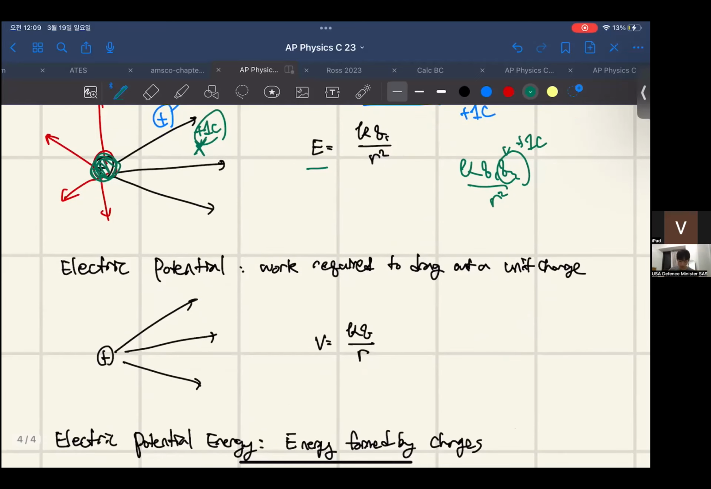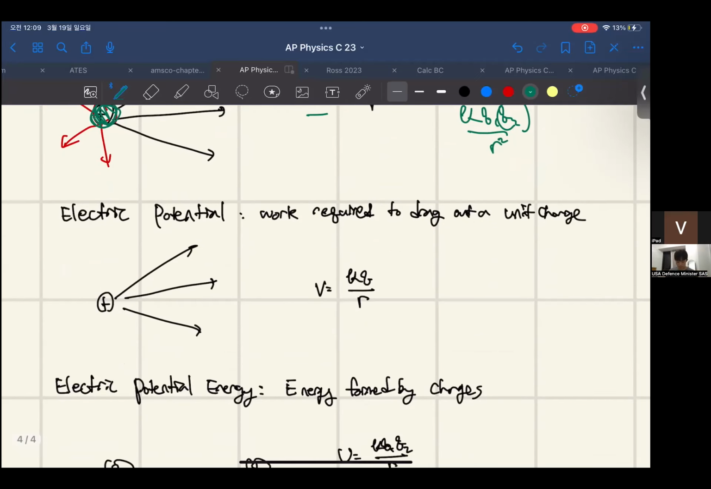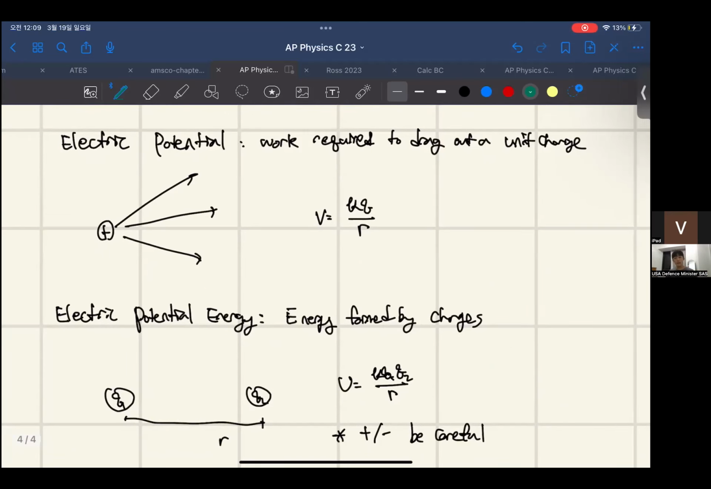Now let's move on. Electric potential. Now, again, electric potential is a concept that might be hard for people new to E&M to understand because simply we never use it in real life. We never use it in mechanics.